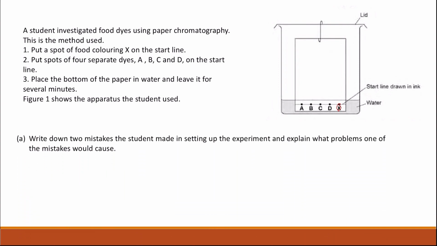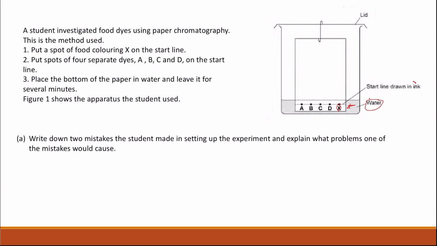The first question asks you to write down two mistakes the student made in setting up the experiment and explain the problems the mistakes would cause. There are two problems here. The first is that the student put the start line below the level of the solvent. The water level was higher than the start line, which is a big problem because this can cause the dyes to dissolve in the solvent, which is water.